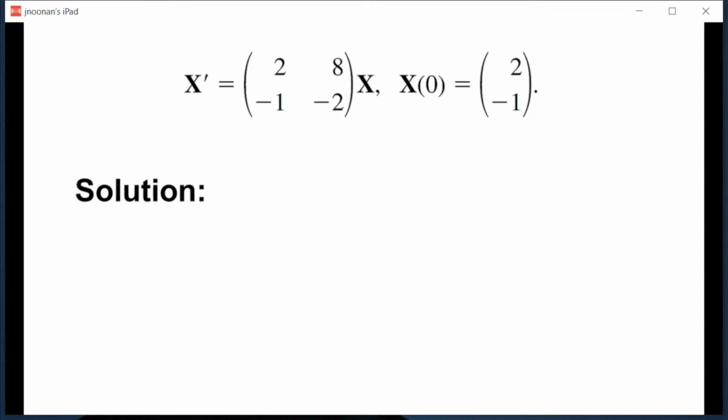So first things first, I need to write this down. So 2 minus lambda, 8, negative 1, and negative 2 minus lambda. And you're doing the determinant of that, and that should equal 0. So take a minute, see if you can solve that, and I'll find a volunteer to help me out.